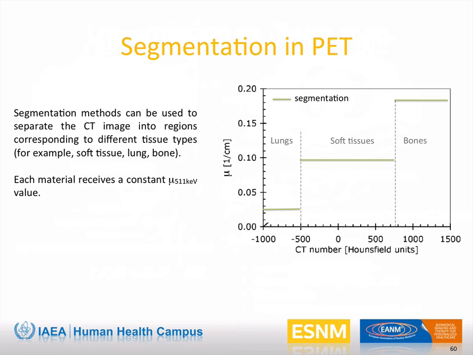For that reason, in its simplest form, one can separate the CT image into regions corresponding to different tissue types, for example, soft tissues, lung, or bone only. Each material receives a constant mu at 511 keV. This procedure is called segmentation-based attenuation correction.